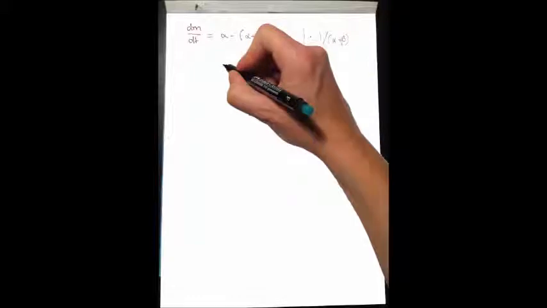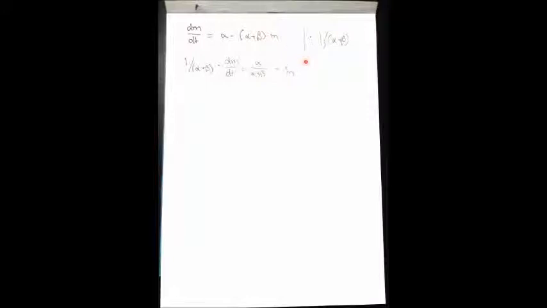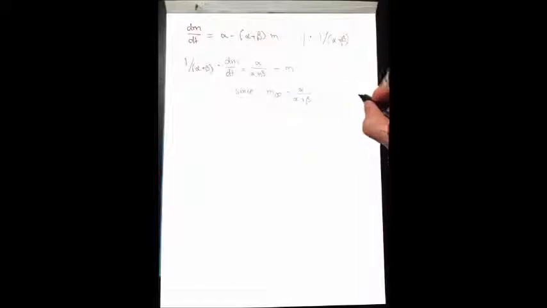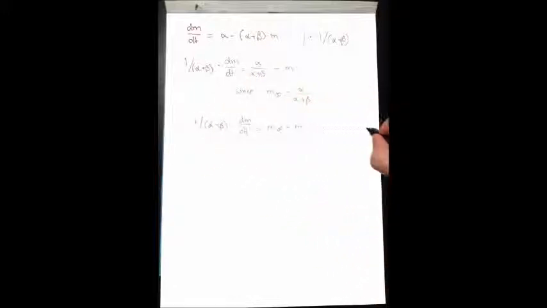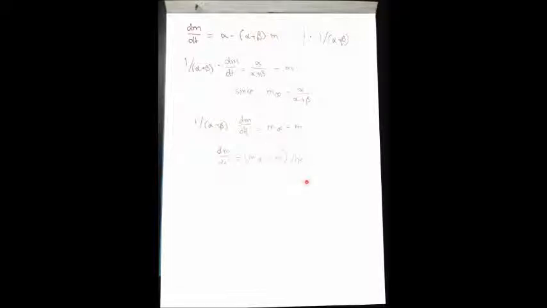We get 1 divided by alpha plus beta times dm over dt equals alpha divided by alpha plus beta minus m. This doesn't seem much of an improvement, but we have also shown previously that m infinite is alpha divided by alpha plus beta, which is exactly what we have on the right side of this equation. So now we can write 1 divided by alpha plus beta times dm over dt equals m infinite minus m. Or we can change this to dm over dt equals m infinite minus m divided by tau.